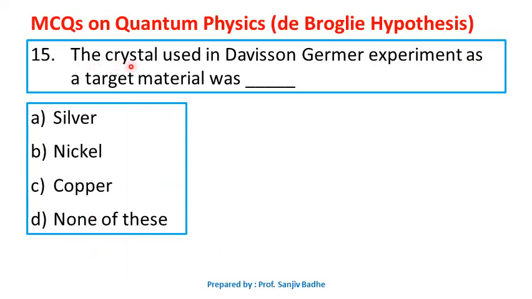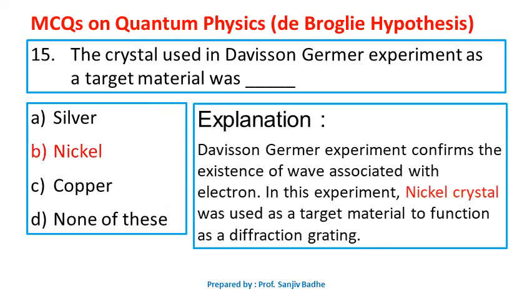Next question. The crystal used in Davisson Germer experiment as a target material was, the options are silver, nickel, copper, none of these. Davisson Germer performed an experiment to confirm the existence of wave associated with the electron, and in this experiment they tried to get the diffraction pattern with the help of electron beam.